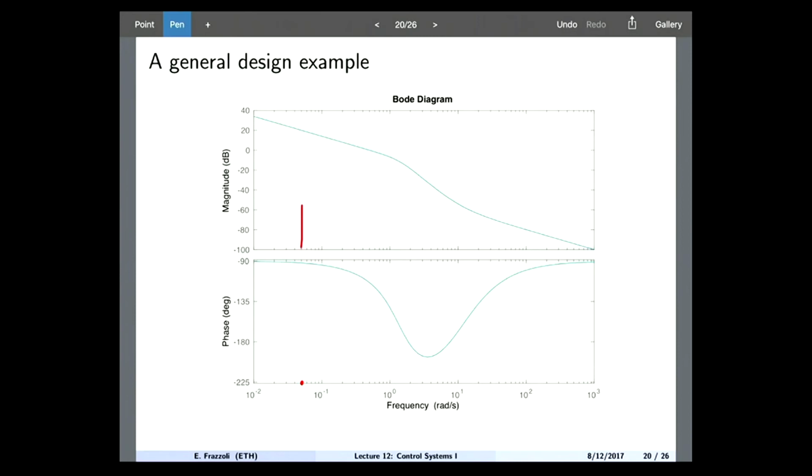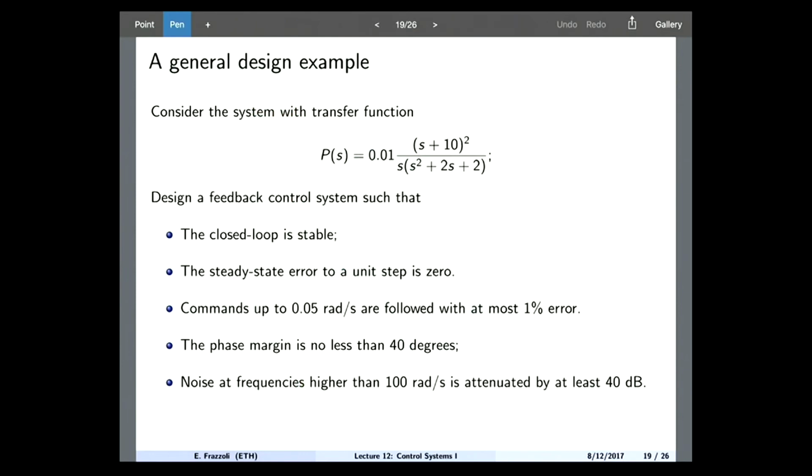Something that will look like this, okay? So I have to design my compensator in such a way that the loop transfer function clears this obstacle above, right? What are the other constraints? The phase margin is no less than 40 degrees. Noise at high frequencies attenuated by at least 40 dB.